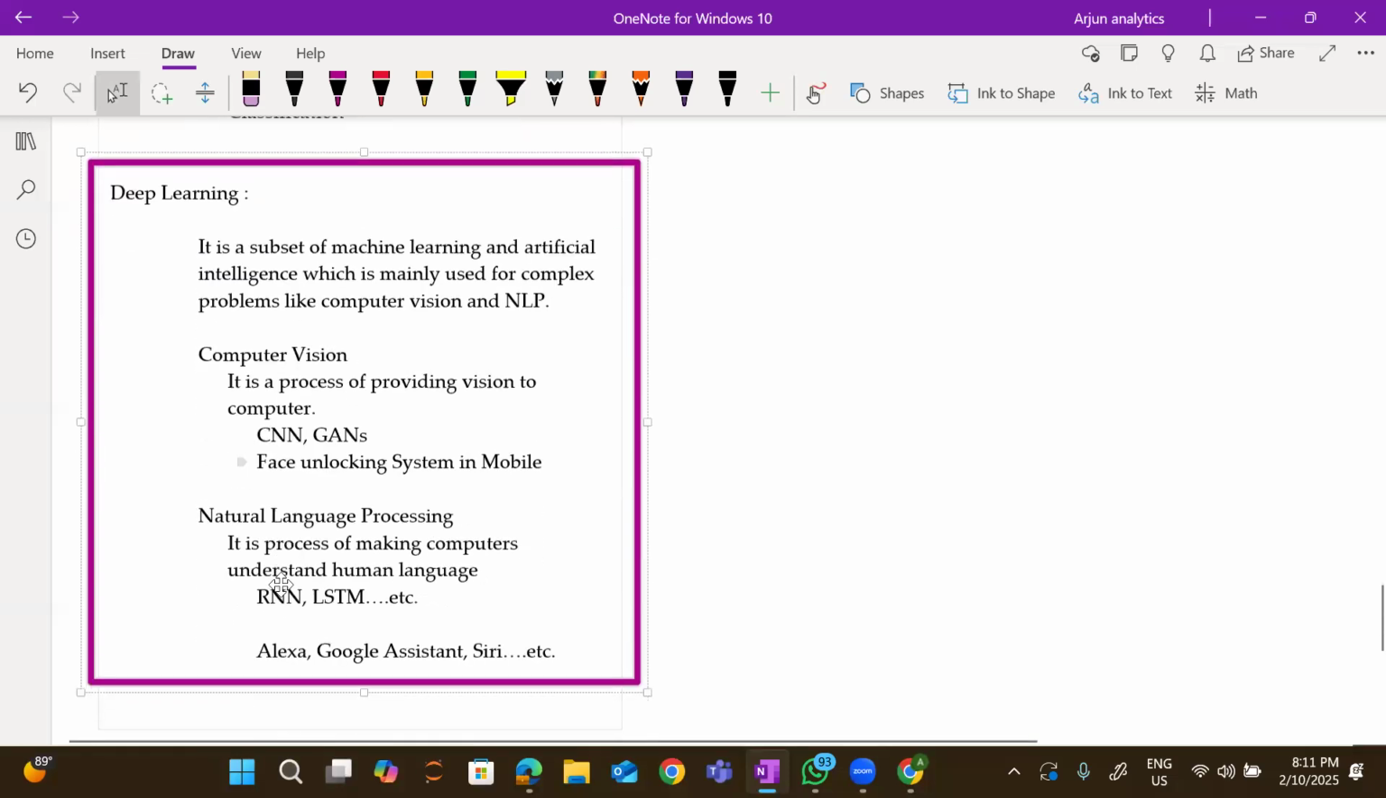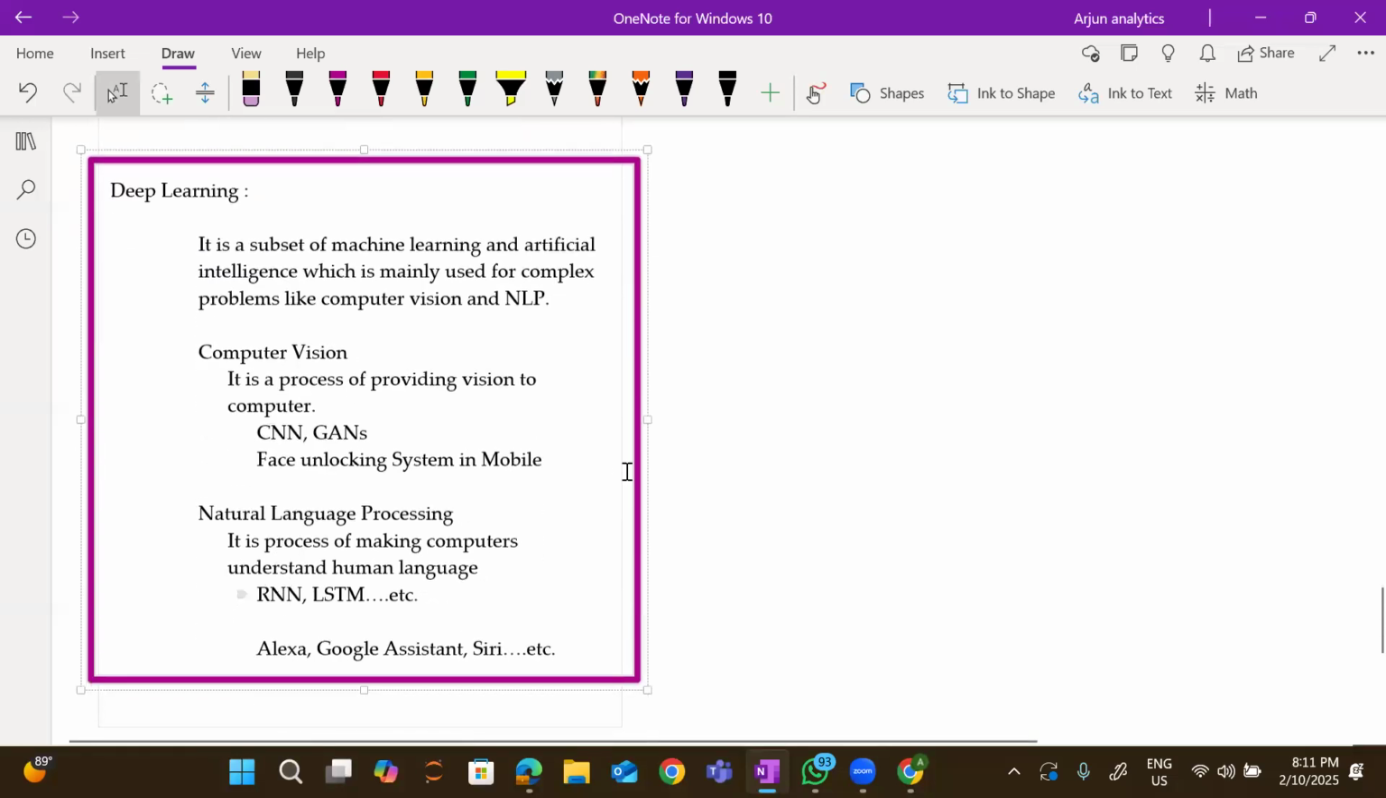Now, one thing you should understand whenever we are talking about deep learning is that always remember, deep learning is completely based on the human brain.